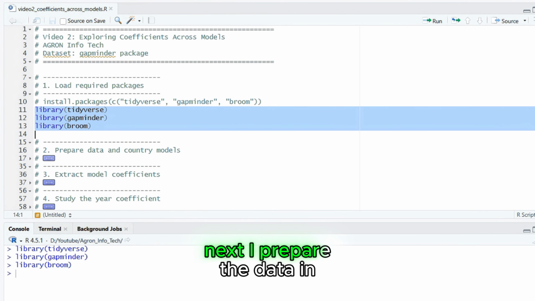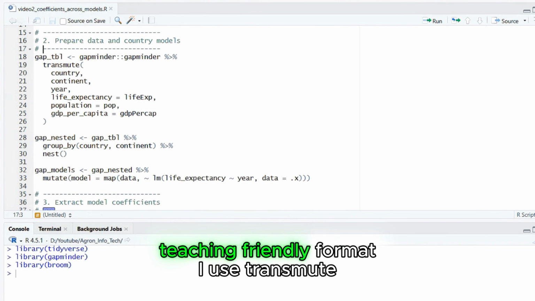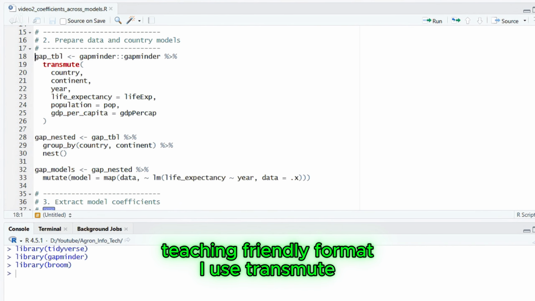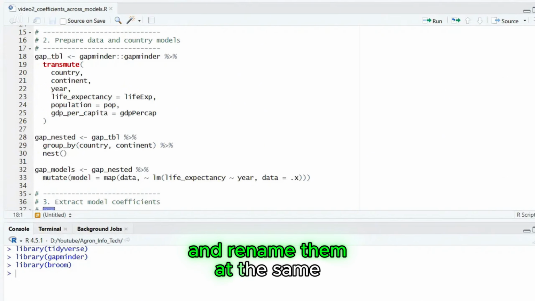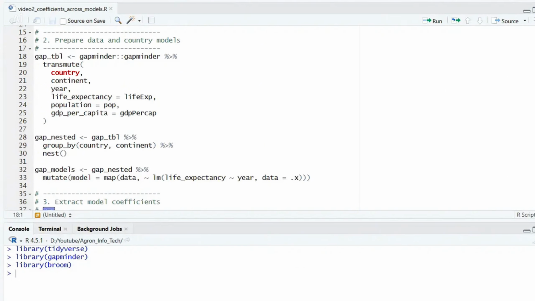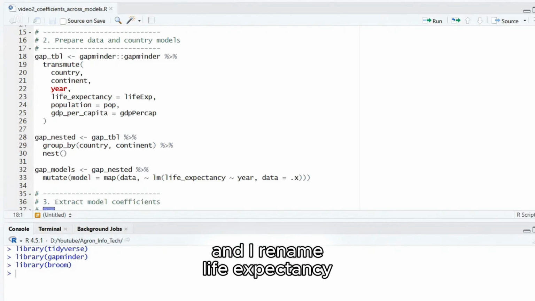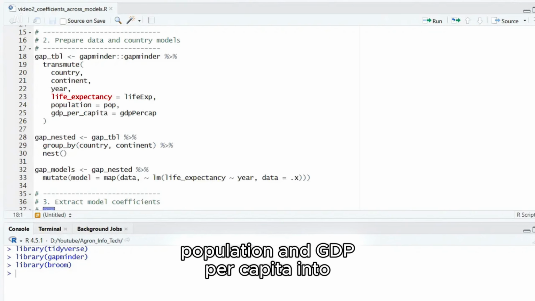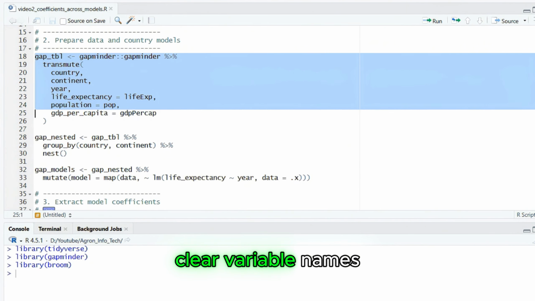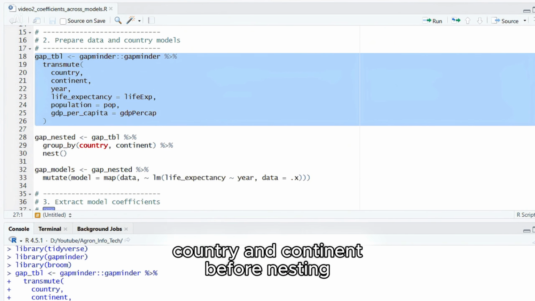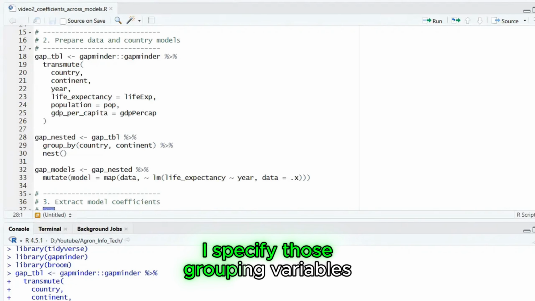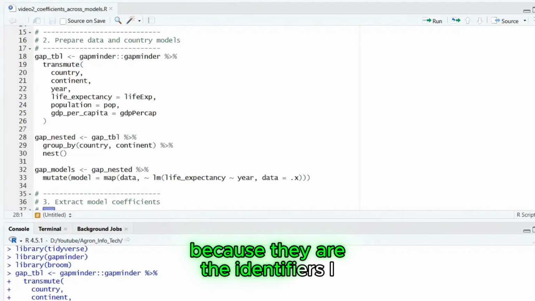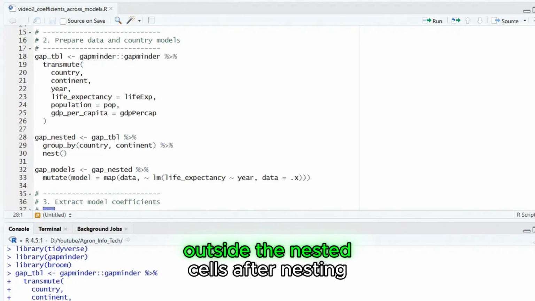Next, I prepare the data in a clean, teaching-friendly format. I use transmute because I want to keep only the variables needed for the lesson and rename them at the same time. I keep country, continent, and year, and I rename life expectancy, population, and GDP per capita into clearer variable names. Then I group the data by country and continent before nesting. I specify those grouping variables because they are the identifiers I want to keep outside the nested cells.